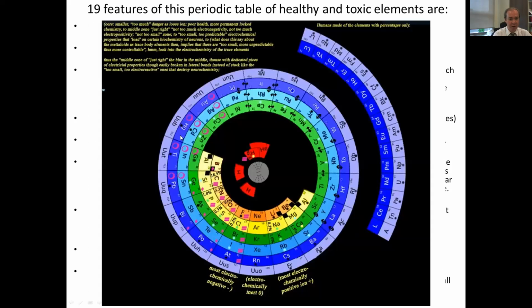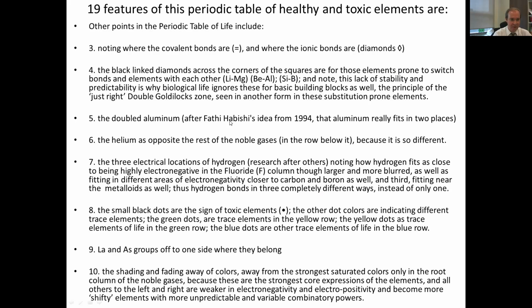If you notice, aluminum is in 2 places on this chart. That's not weird. That's really the way aluminum works. It really fits in 2 rows, and there's an argument for that. You could read from Habishi's idea that aluminum really is an interesting element per se.